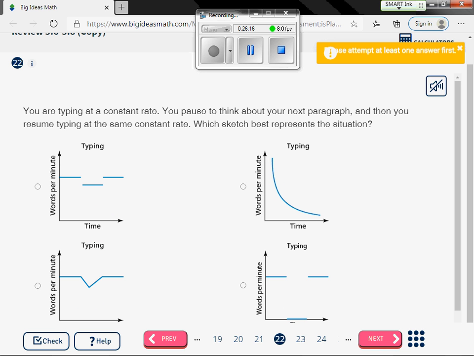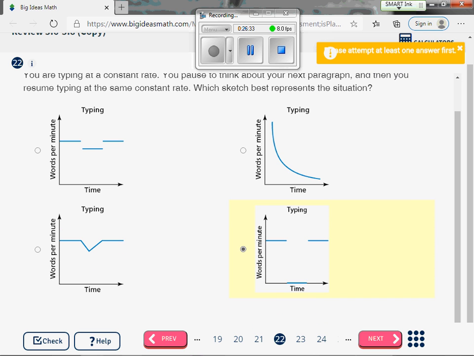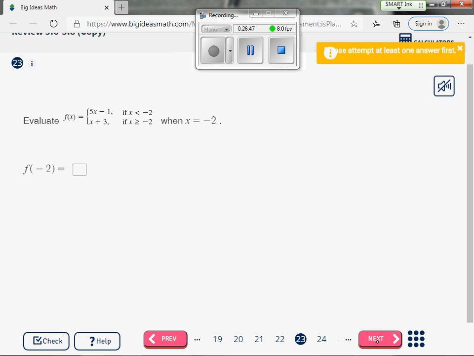You're typing at a constant rate, then you pause to think about your next paragraph, and then you resume typing at the same constant rate. Which sketch is this here? It's going to be the bottom one, because when you're not typing, the words per minute would be 0. So that one there's a little tricky, but it would be 0 for that point. Okay.